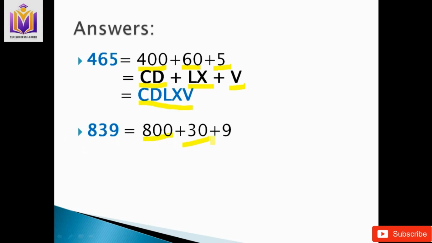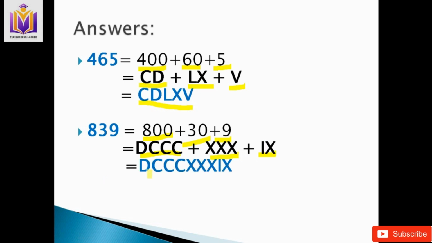Now the last one, 839. First we have to split it down into 800 plus 30 plus 9. Now 800 I can write as D triple C. Then 30 we can write as triple X, and for 9 I can write down IX. And if I club it all, D, triple C, then triple X and IX, it makes 839. I hope it's clear.